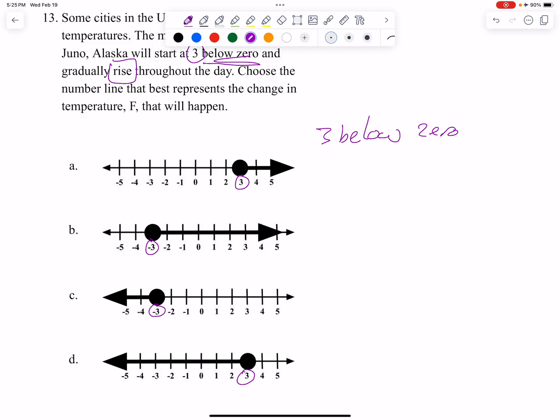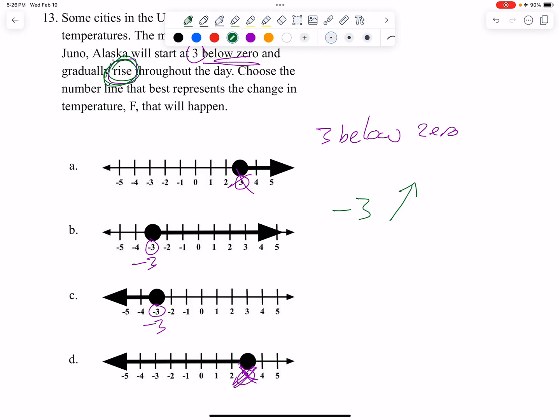That means it has to be on the left side. It has to be a negative 3. So the last kicker is it has to rise. So if it rises, you're going to be at negative 3. It has to go up.